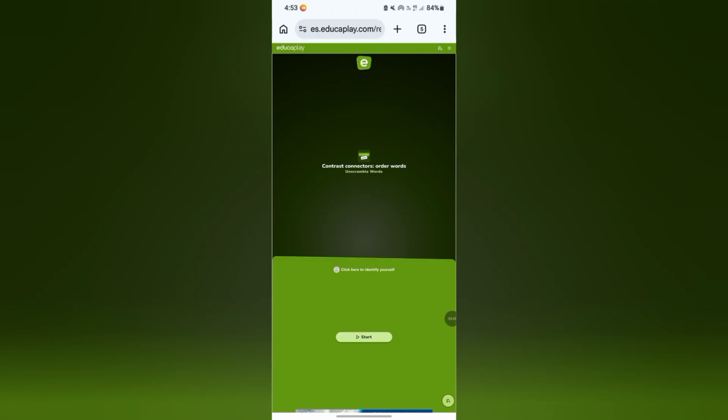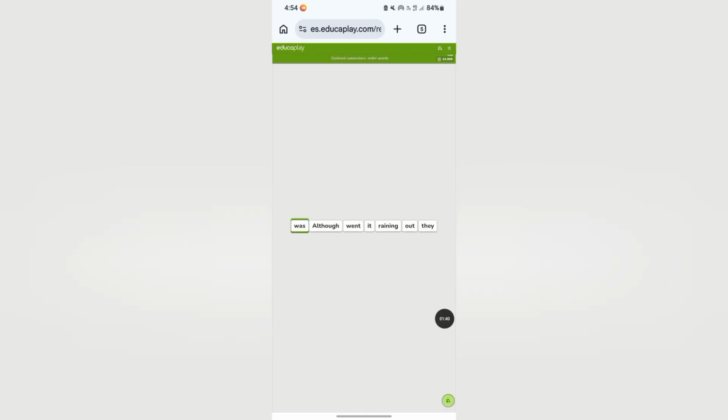What you will do in this second activity is to correctly order the sentence using the contrast connector. I was tired, but I finished my homework. And so on, you solve the others one by one.